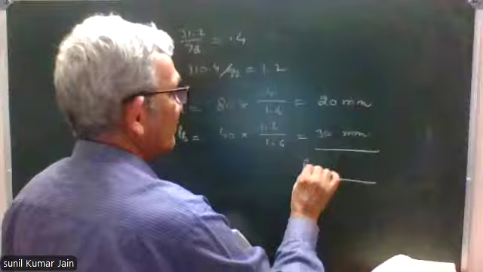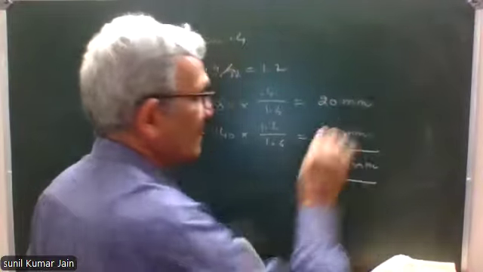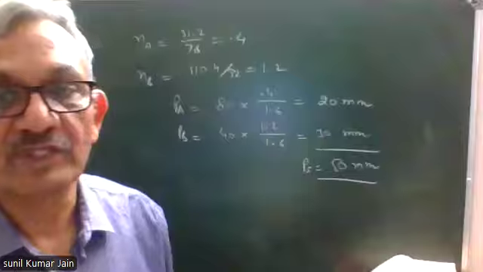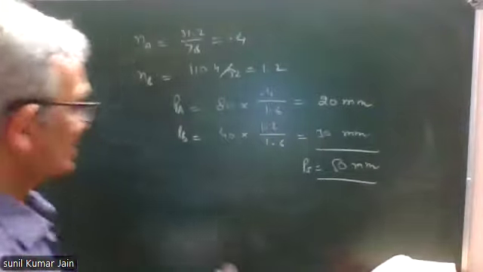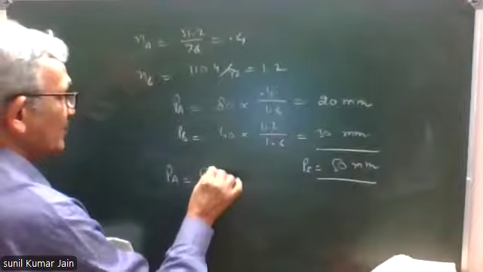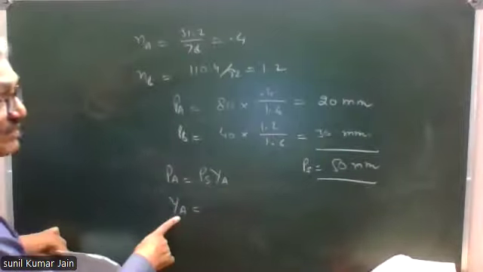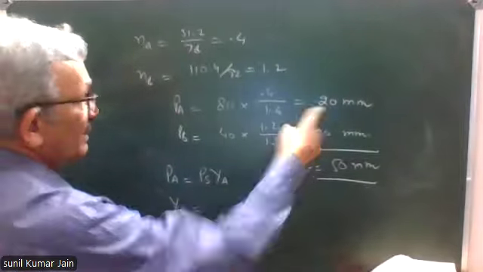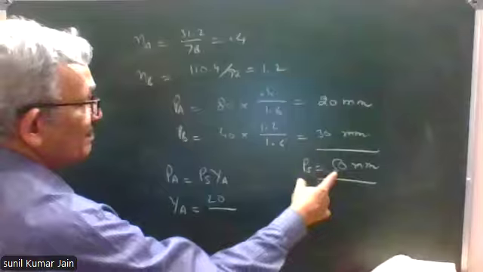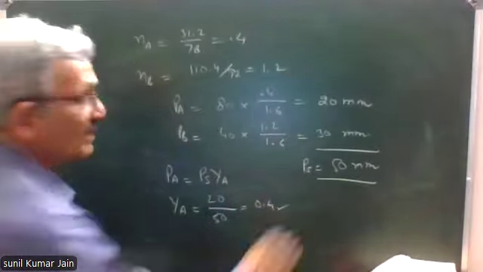It means vapor pressure of solution will be sum of these two, 50 millimeters. We have to calculate mole fraction of A in the vapor phase. So I'll use the formula PA is equal to PS into YA. So mole fraction of A in the vapor state will be PA, that is 20, divided by P solution 50. 0.4 is the answer.